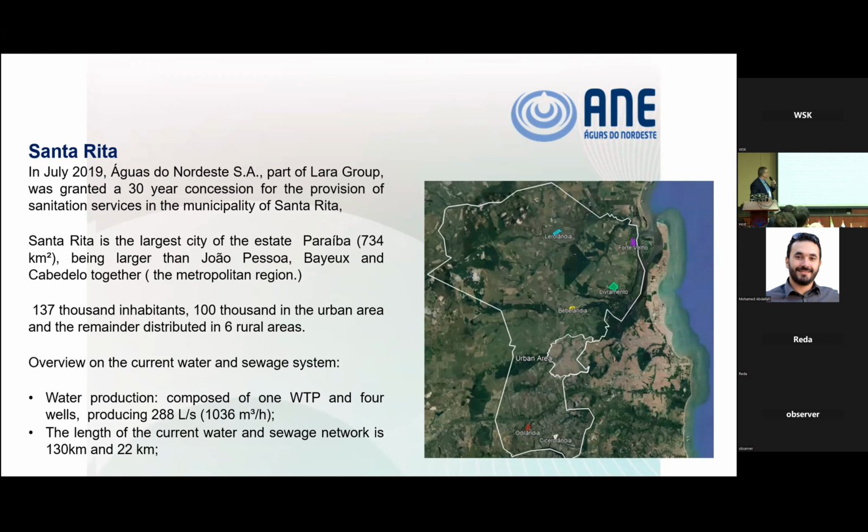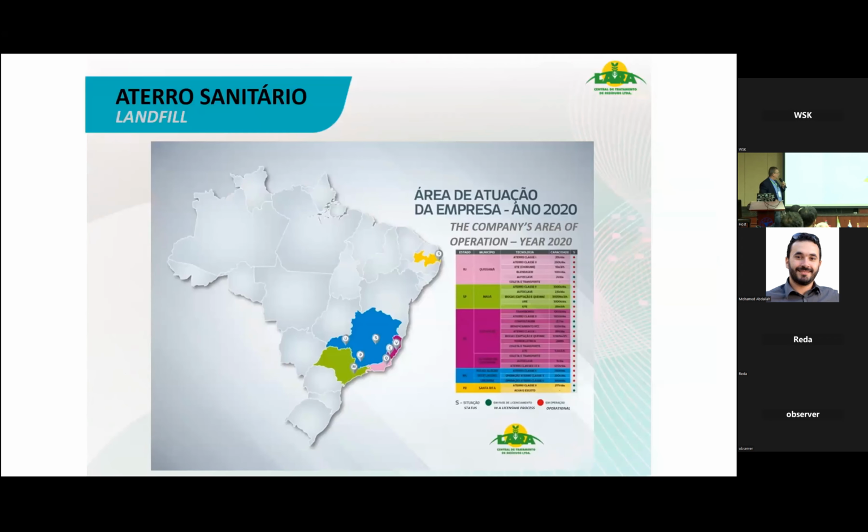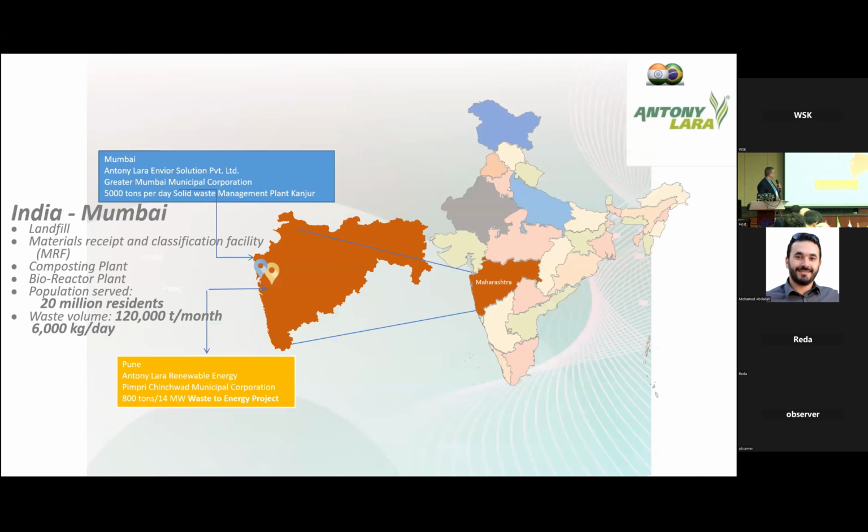We are also involved with sanitation, and we are located in several states of Brazil: São Paulo, Minas Gerais, Rio de Janeiro, Espírito Santo, and Paraíba, in the far northeast of Brazil. We have more than 9 landfills. We are also together with a partner in India, managing the most important landfill in Mumbai. We also have a waste to energy plant that was inaugurated a few months ago. This plant can produce 14 megawatts.